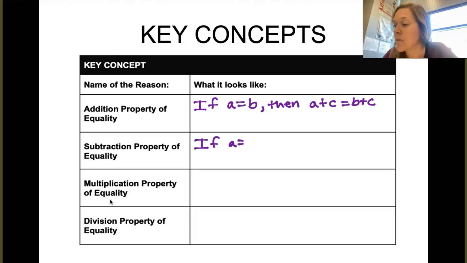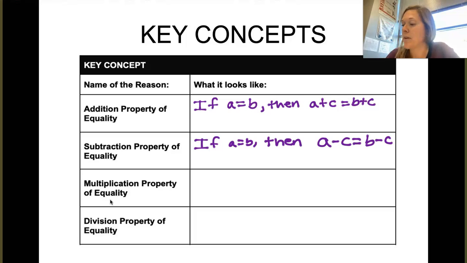So if A is equal to B, then we can subtract some number C. So A minus C is equal to B minus C, and it would still stay true. So again, for example, you don't have to put this in your notes. If we started with our 3 equals 3, and we did 3 minus 1, well, that's 2. 3 minus 1 is also 2. So the left still stays equal to the right as long as I make it balance. What I do to one side, I must do to the other side.